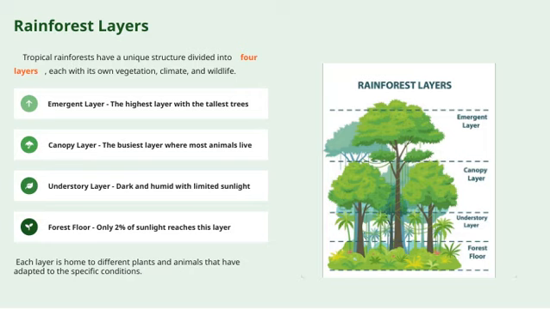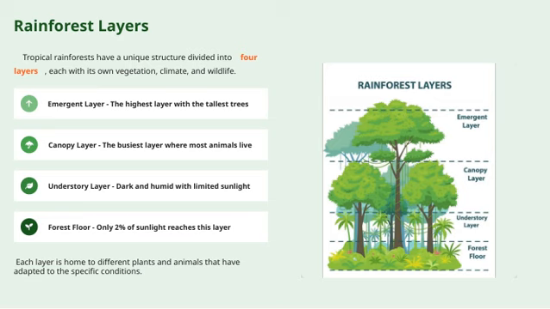Let's take a closer look at the layers of the rainforest. Tropical rainforests are actually organized into 4 distinct layers, each with its own unique vegetation, climate, and wildlife. First, we have the emergent layer. This is the very top of the forest, where the tallest trees rise above everything else, reaching for the sunlight. It's a kind of aerial world, home to birds, insects, and some of the most impressive plants.